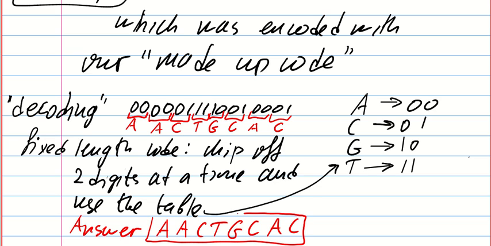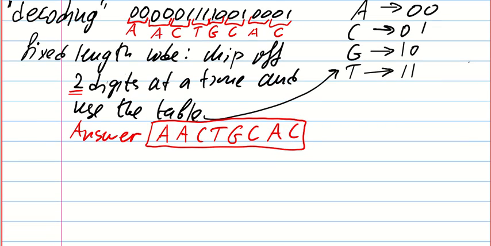So for the fixed length code, it's really easy to encode, and it's really easy to decode by just chipping off the length of the code. You take 2 digits at a time, you chip it off, for this particular code because each letter is 2 digits long. But again, we're not really focused on the fixed lengths. We're mostly interested in a variable length code.